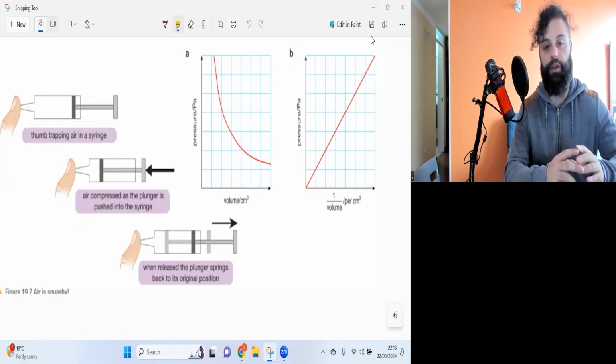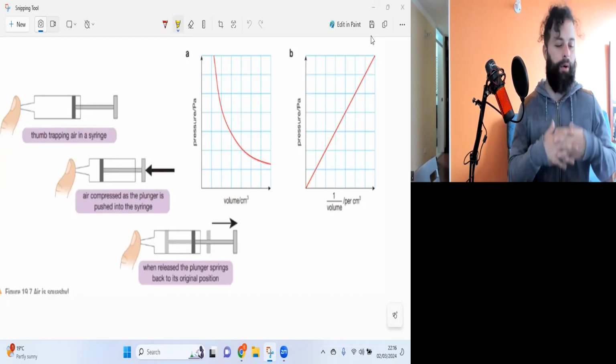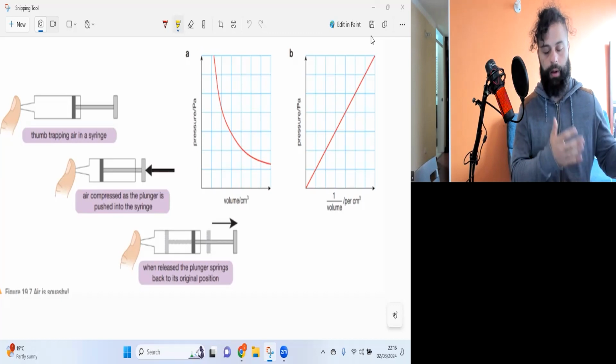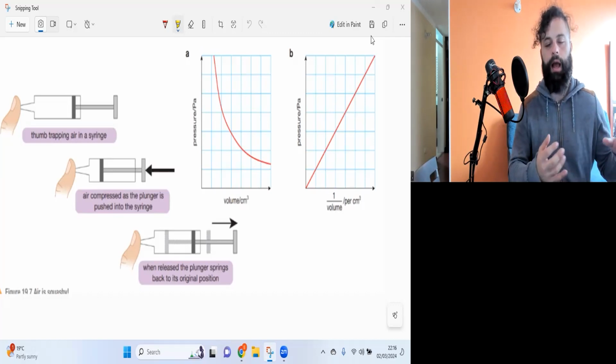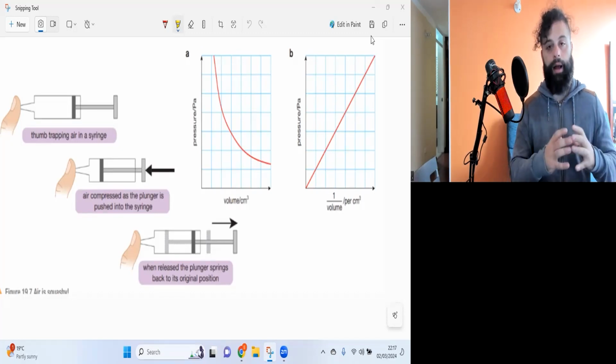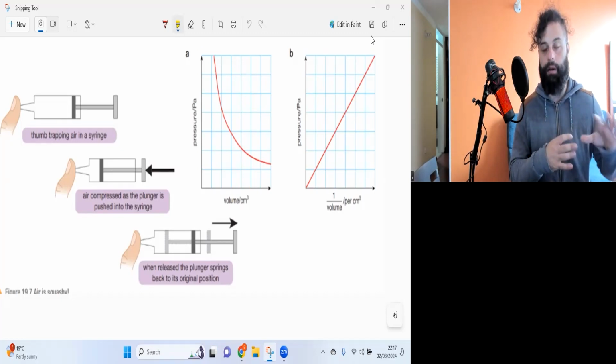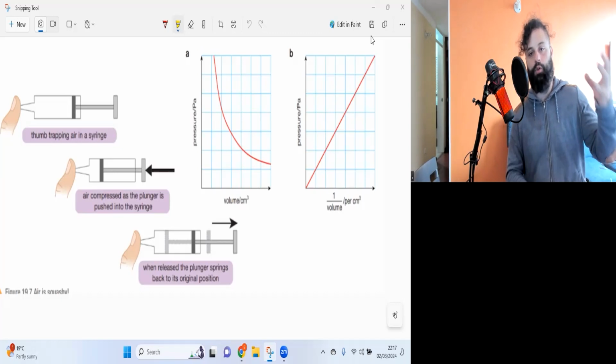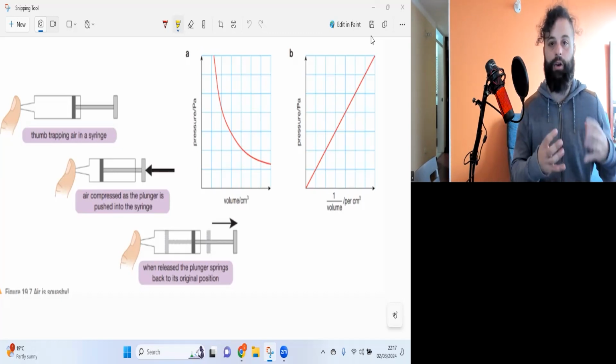So I'm going to discuss something known as Boyle's law. Now, Boyle's law is a law that was come up with by someone called Boyle, and it shows the relationship between pressure and volume. Now, air, gas, as opposed to liquids and solids, gas is actually compressible.